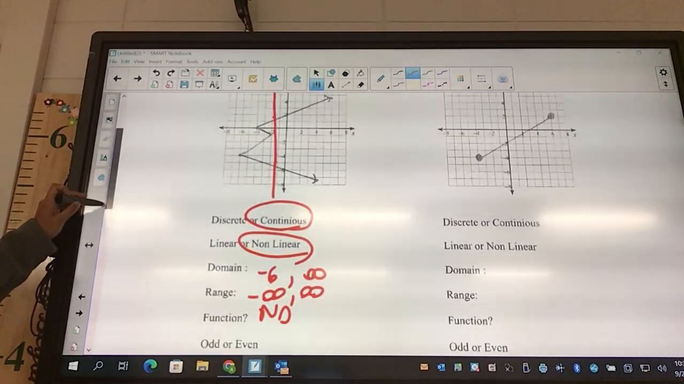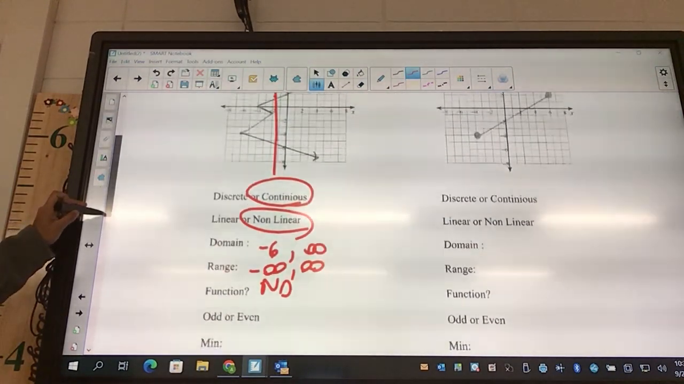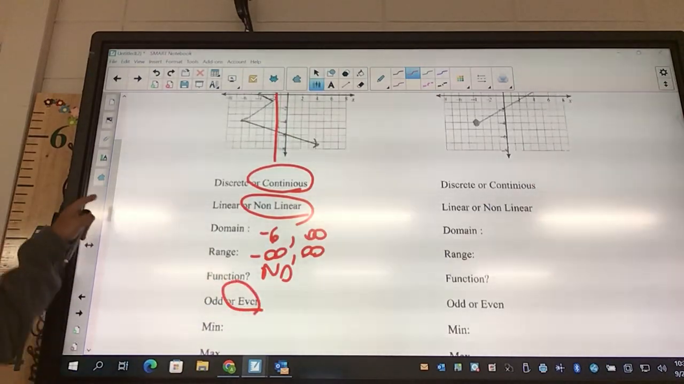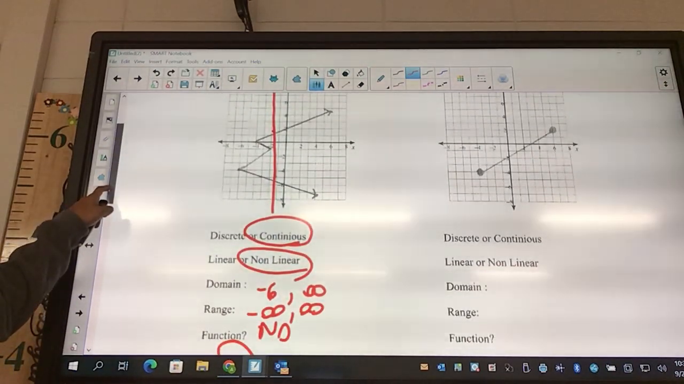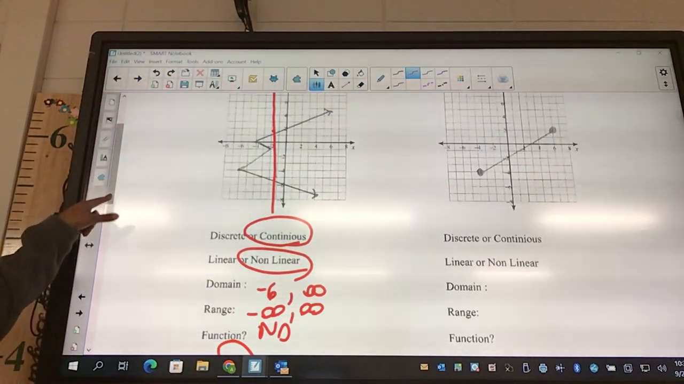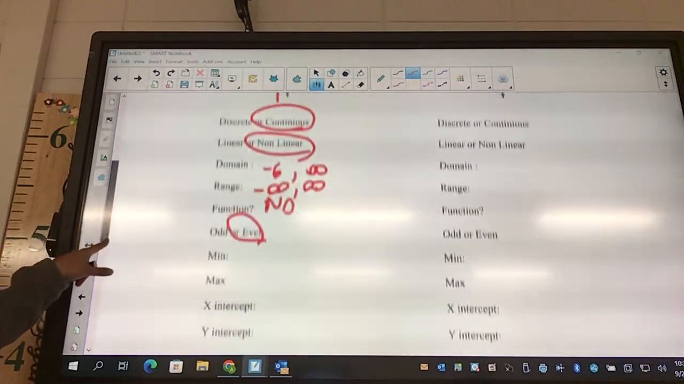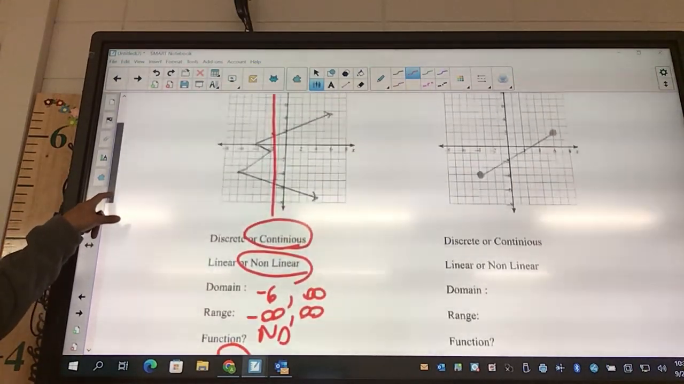Is this odd or even? It's even. Both those arrows are pointing which way? That way. Okay, to the right. So that means it's going to be even. Min, max, nothing. Okay, x-intercept.